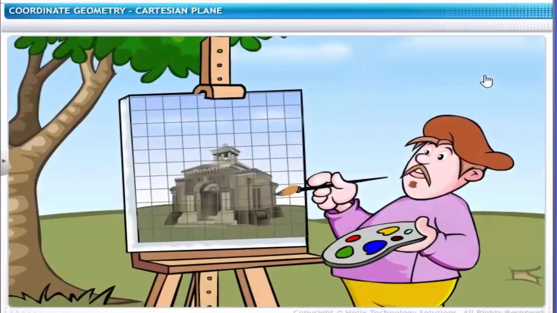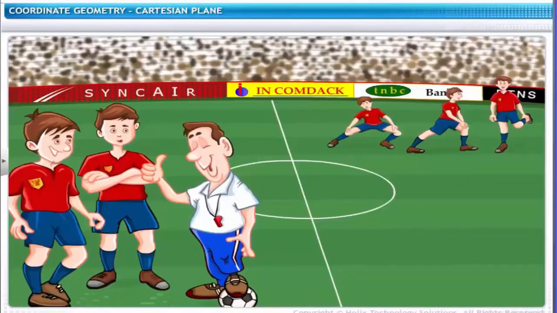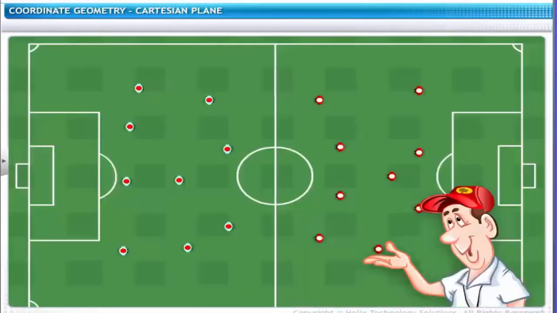Master artists of the Renaissance period used a grid in the form of a wire mesh as a tool for breaking up the components of the subject that they painted. See the football coach. He is using a similar grid to pinpoint locations of players on the football field and to plan his strategy for the game.